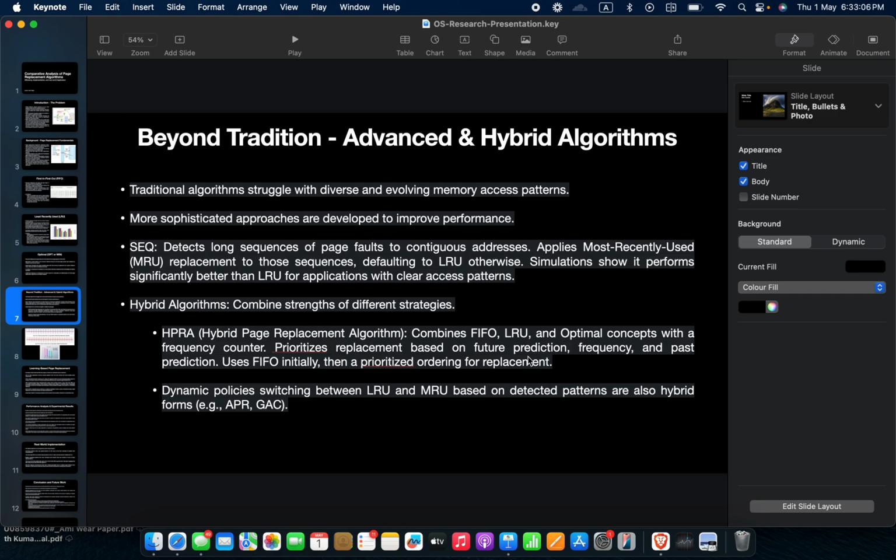And the hybrid algorithms combine the strengths of different strategies. For instance, a hybrid page replacement algorithm integrates concepts from FIFO, LRU, and optimal with a frequency counter. It prioritizes the replacement based on future prediction frequency and the past prediction, using FIFO initially, then switching to more sophisticated approaches.